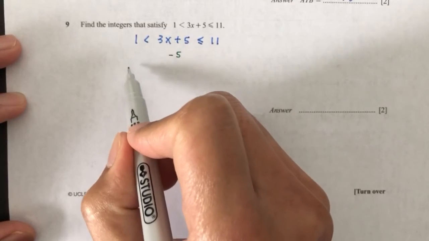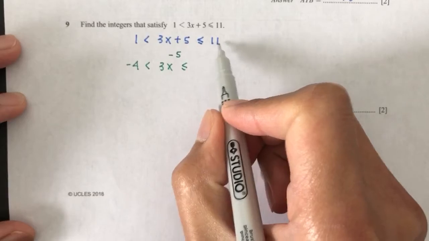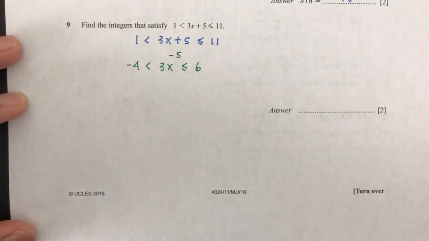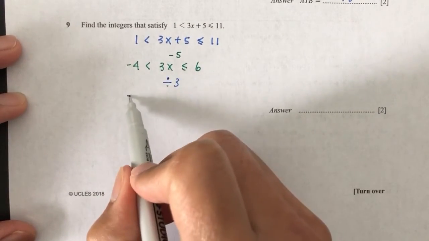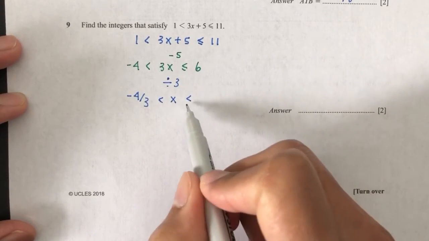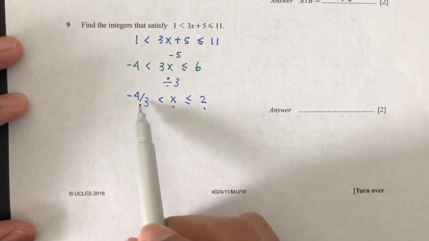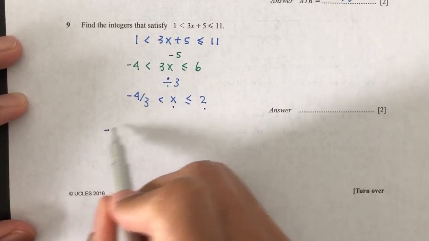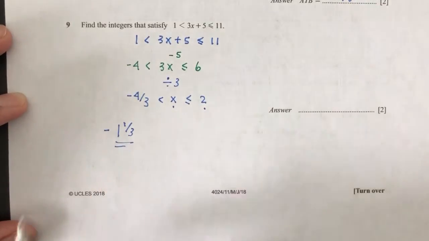So 1 minus 5 is minus 4, less than 3x. 11 minus 5 will be 6. So now if I want to get rid of 3, I have to divide by 3 everywhere. So minus 4 divided by 3 less than x less than or equal to 2, which means the value of x is between 2 and minus 4 over 3. Okay, so what is minus 4 over 3? It's minus 1 and 1/3, right? That is the mixed number of this fraction.